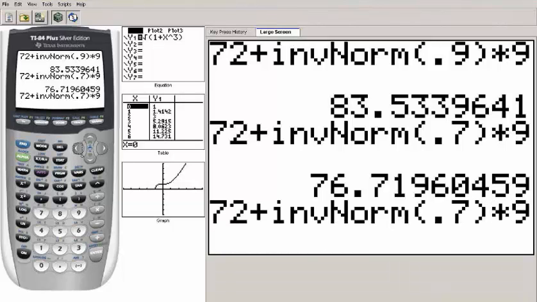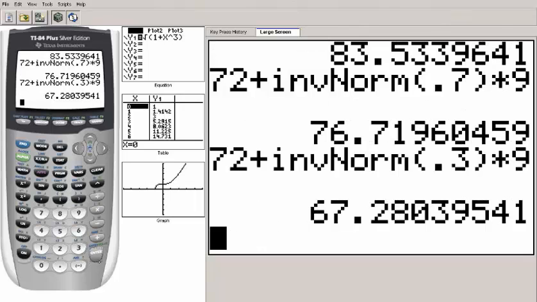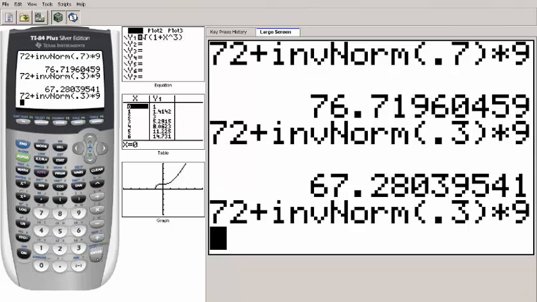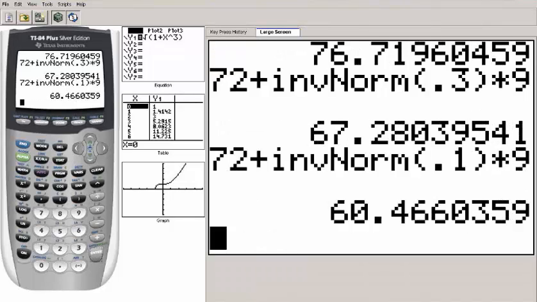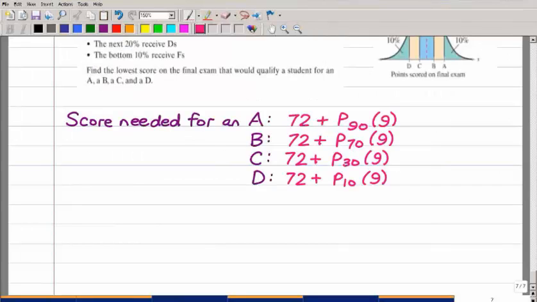Let's do the C's. The lower cutoff is 67.28, so anything between 67.28 and 76.72 is considered a C. And then 0.1: anything from 60.47 up to 67.28 would be a D. And anything below a D is automatically an F.